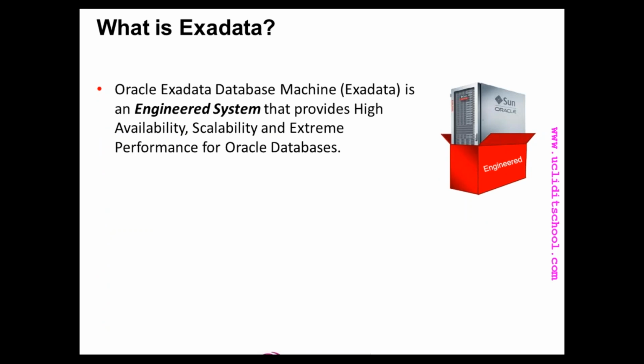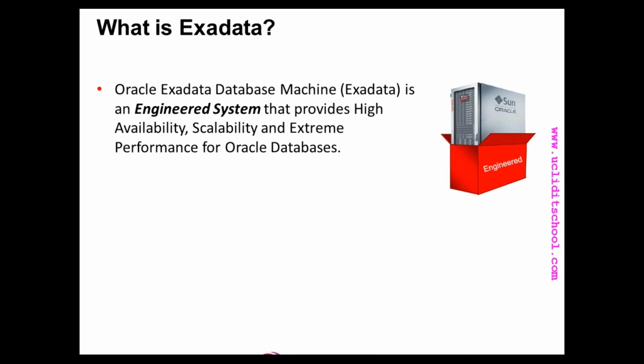So with that, let us start with the question: what is Exadata? I am sure everybody in this session knows about Exadata. Probably some of you may be already having access to the Exadata rack and maybe already working on that. So here is the official definition. Oracle Exadata database machine, simply called as Exadata, is an engineered system that provides high availability, scalability, and extreme performance for Oracle databases. So, Exadata is a system to deploy Oracle databases. Okay, and Exadata provides high availability, scalability, and highest performance for your Oracle databases.